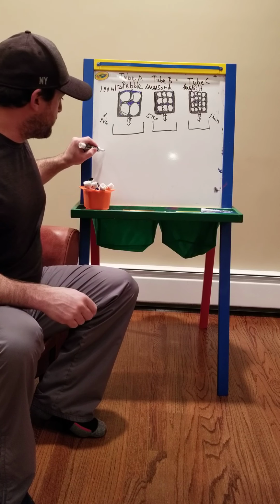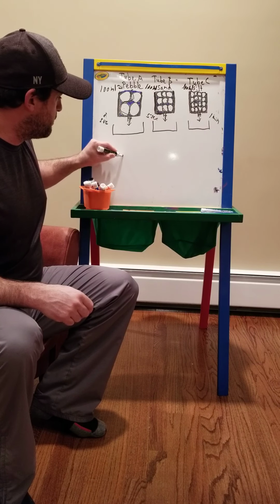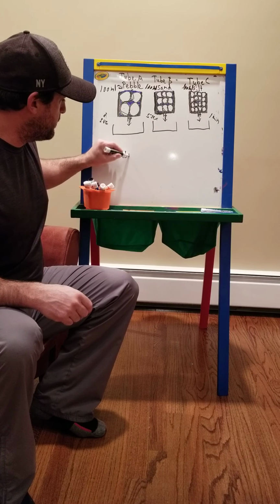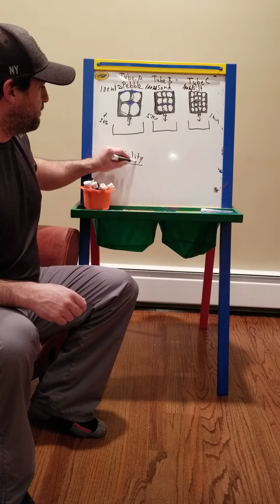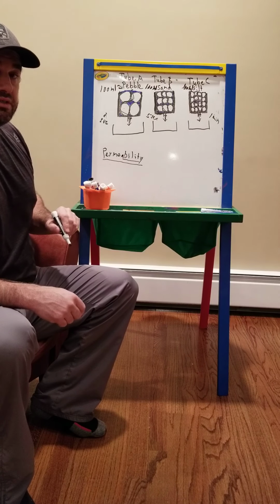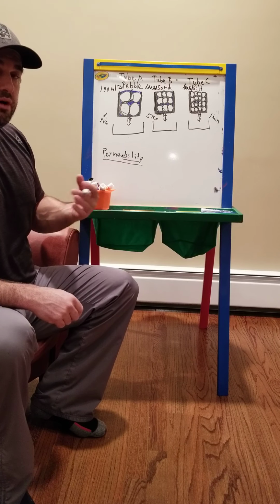So let's define permeability. Permeability. It has the word ability in it. So it's the ability for water to permeate or travel through a material.